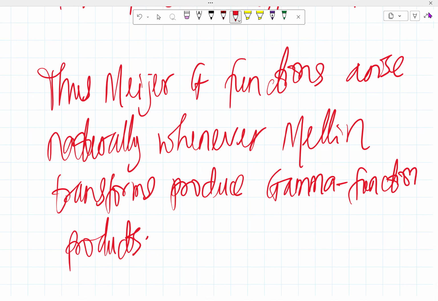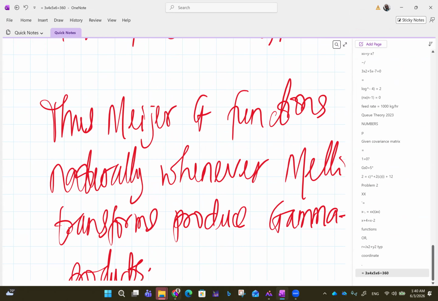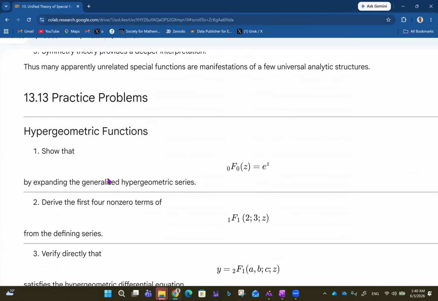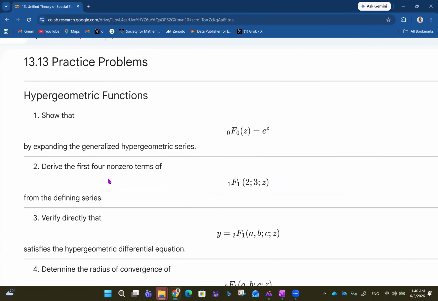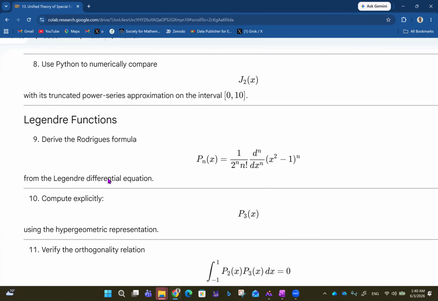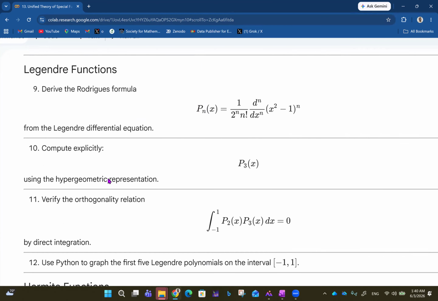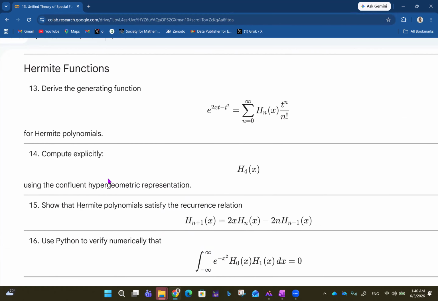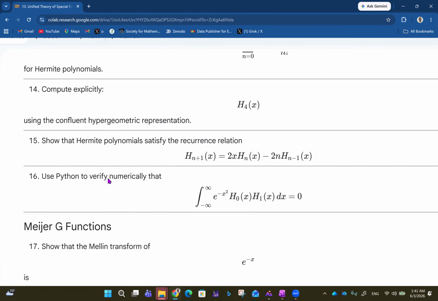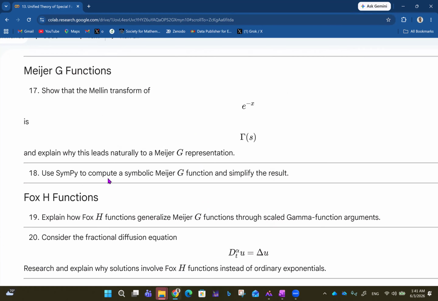Right. So I'll just flash the questions once again, then you can try your hands on them and see how well you understand the gist. So we have problems 1 to 3, 4 to 8, 9 to 12, 13 to 16, 17 to 20.